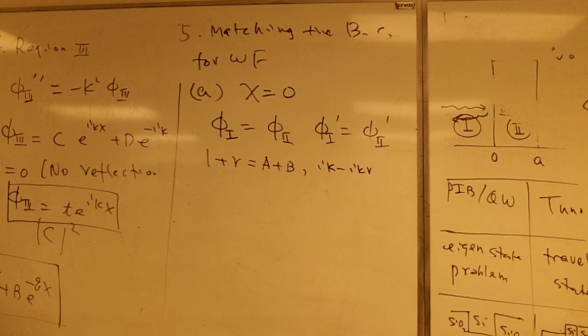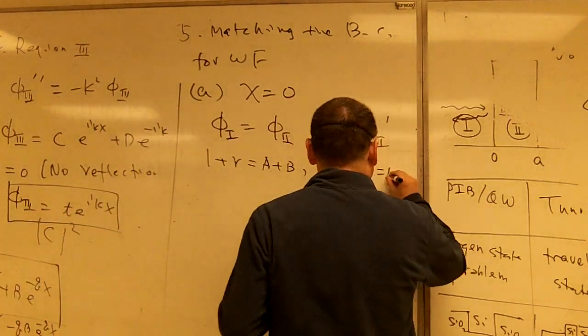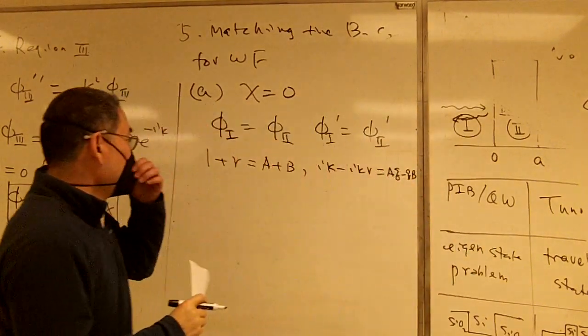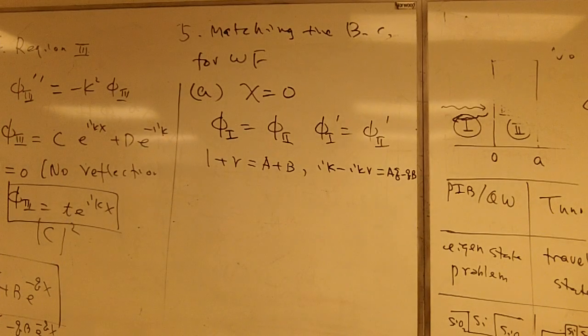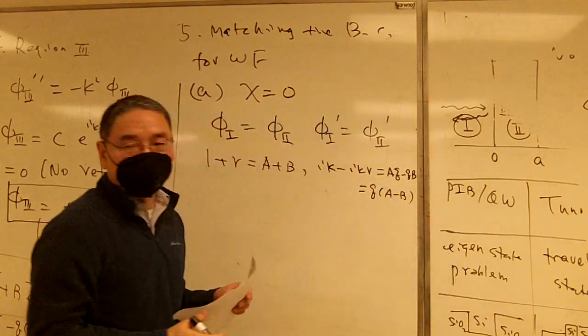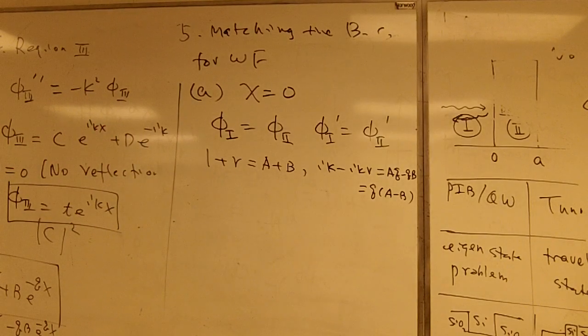For phi 2 prime, if you take the derivative with respect to x, the q is going to come down. Here a negative q is going to come down. And when you plug x equals 0, you're going to get aq minus qb. So essentially it will be aq minus qb. We can pull this q out, and it's a minus b. Okay, so that's what we're going to solve.